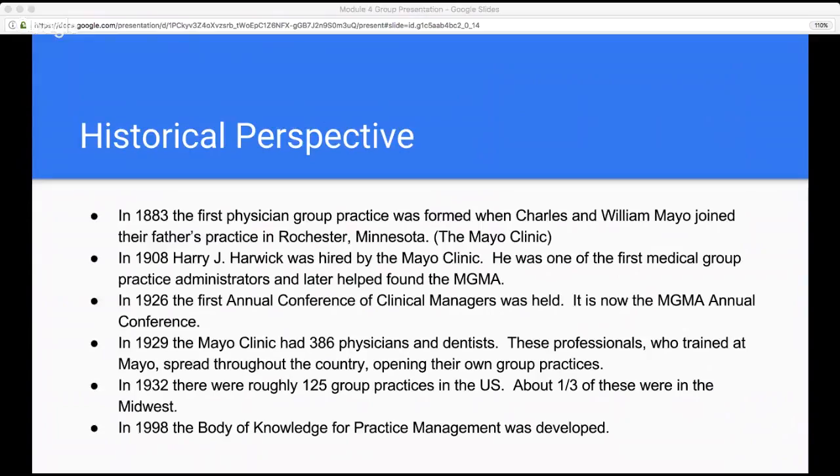In 1926, the first annual conference of clinical managers was held. It has been held annually since then and is now called the MGMA Annual Conference. In 1929, the Mayo Clinic had 386 physicians and dentists. These professionals, who trained at Mayo, spread throughout the country, opening their own group practices. In 1932, there were roughly 125 group practices in the U.S. About 1/3 of these were in the Midwest. In 1998, the body of knowledge for practice management was developed.